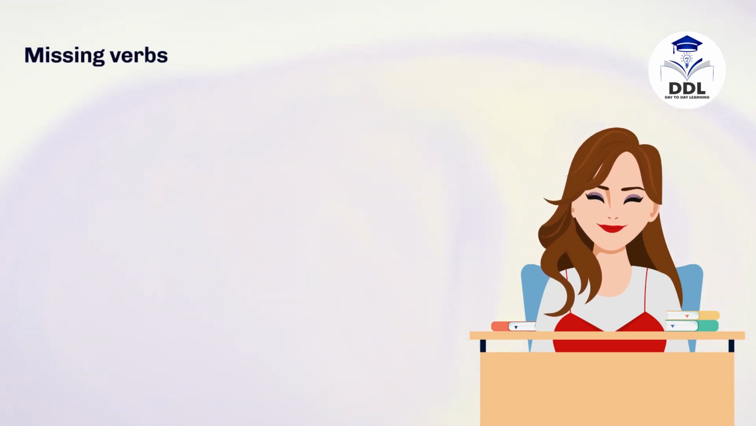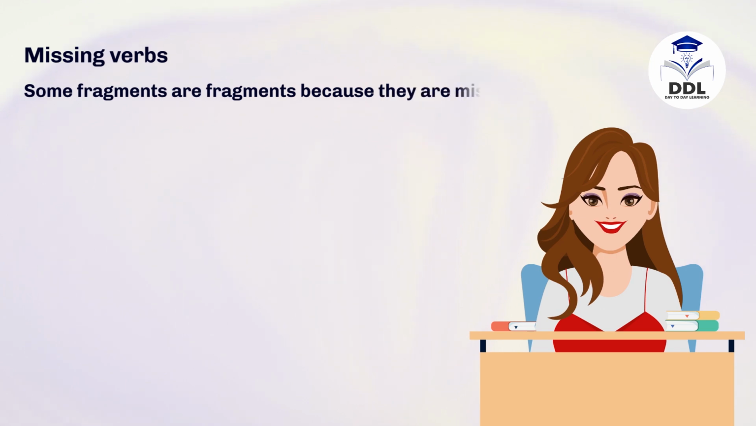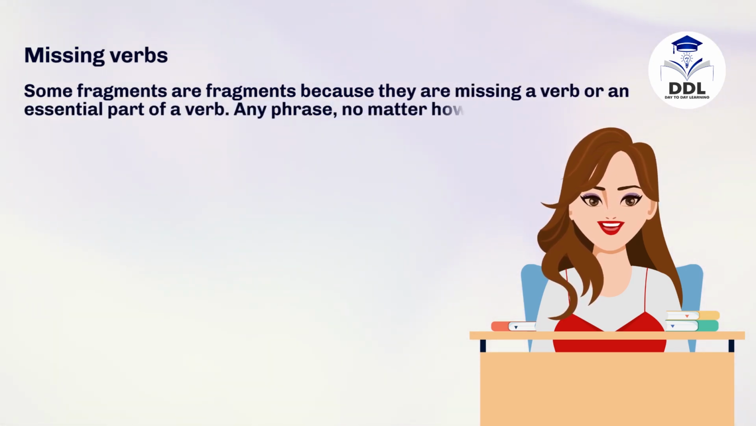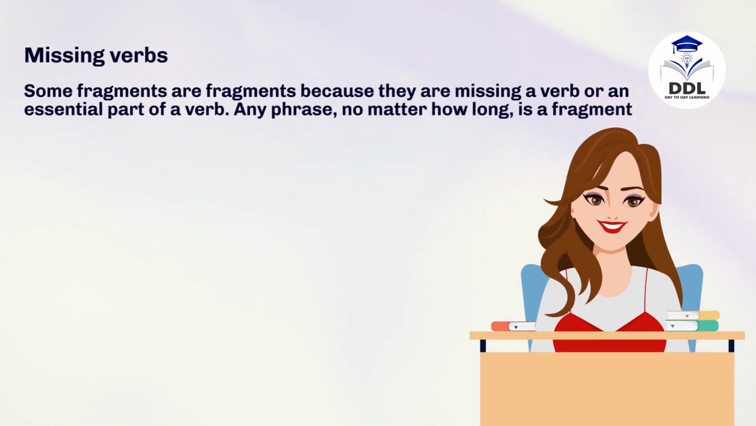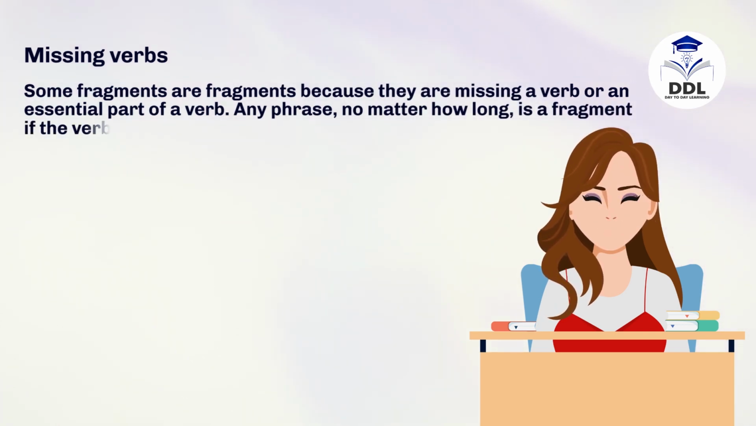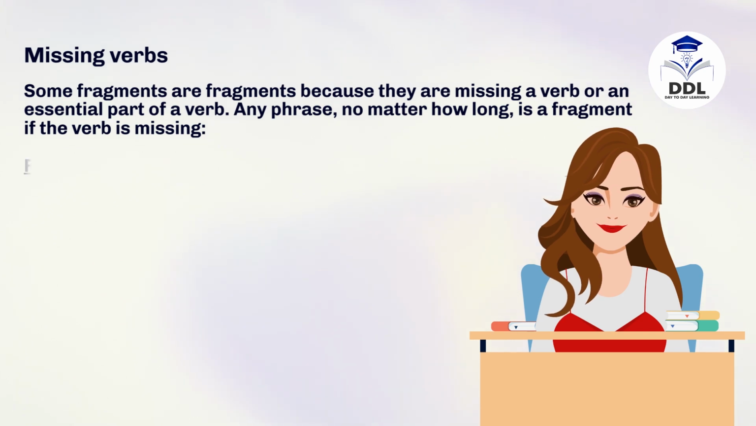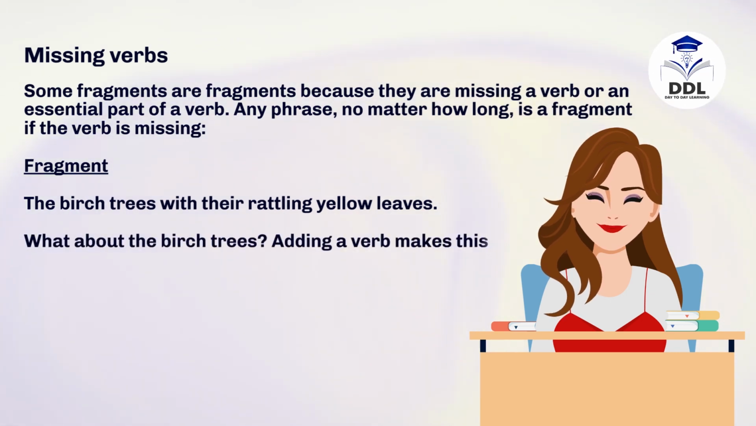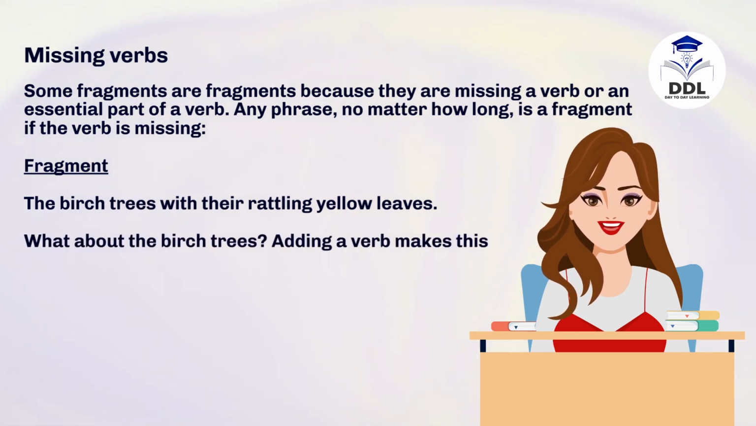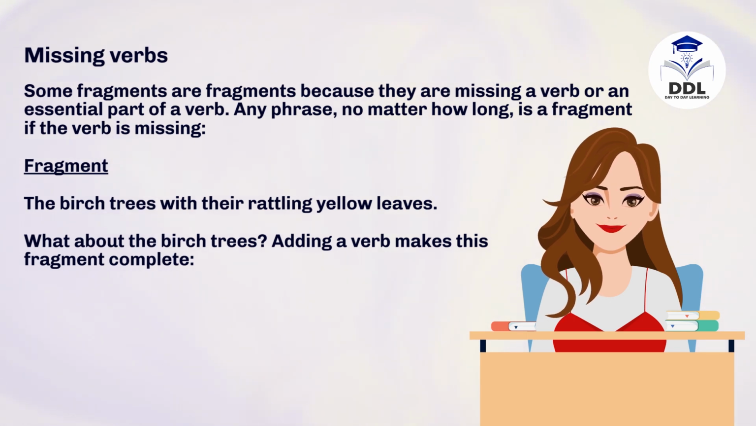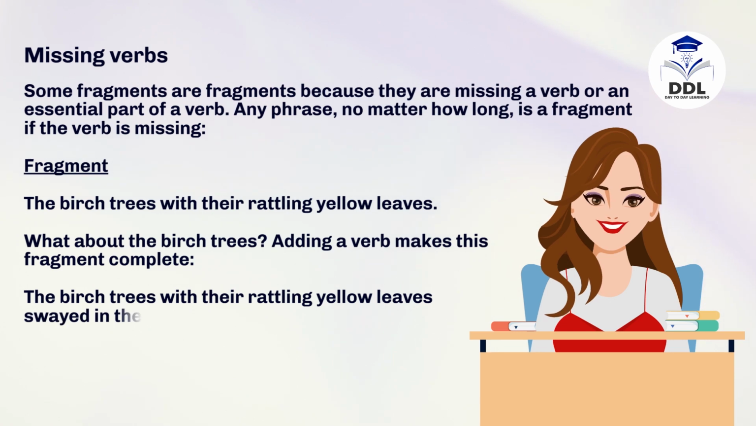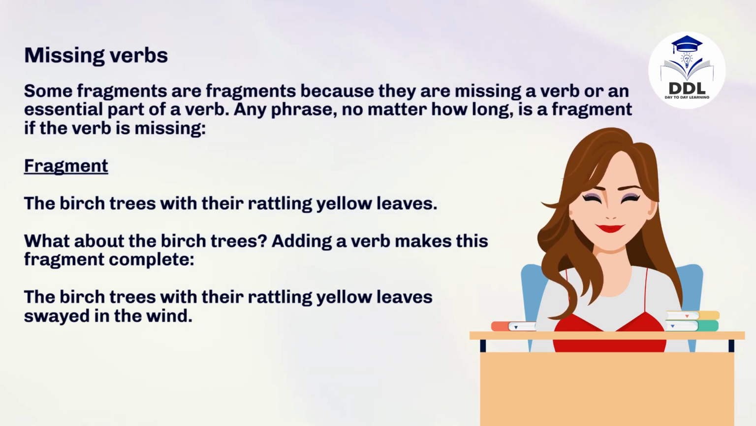Missing verbs. Some fragments are fragments because they are missing a verb or an essential part of a verb. Any phrase, no matter how long, is a fragment if the verb is missing. "The birch trees with their rattling yellow leaves." What about the birch trees? Adding a verb makes this fragment complete. "The birch trees with their rattling yellow leaves swayed in the wind."